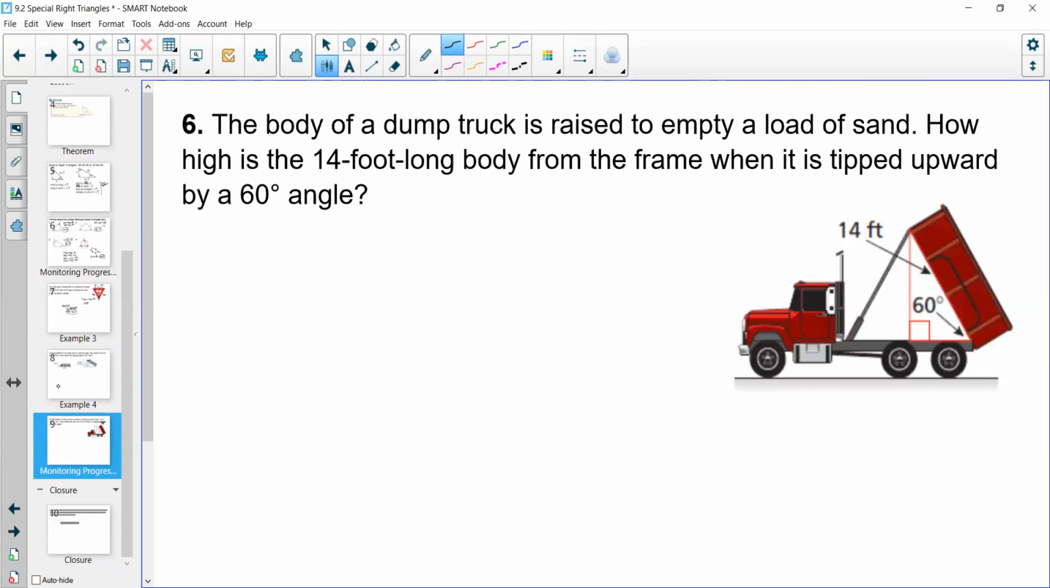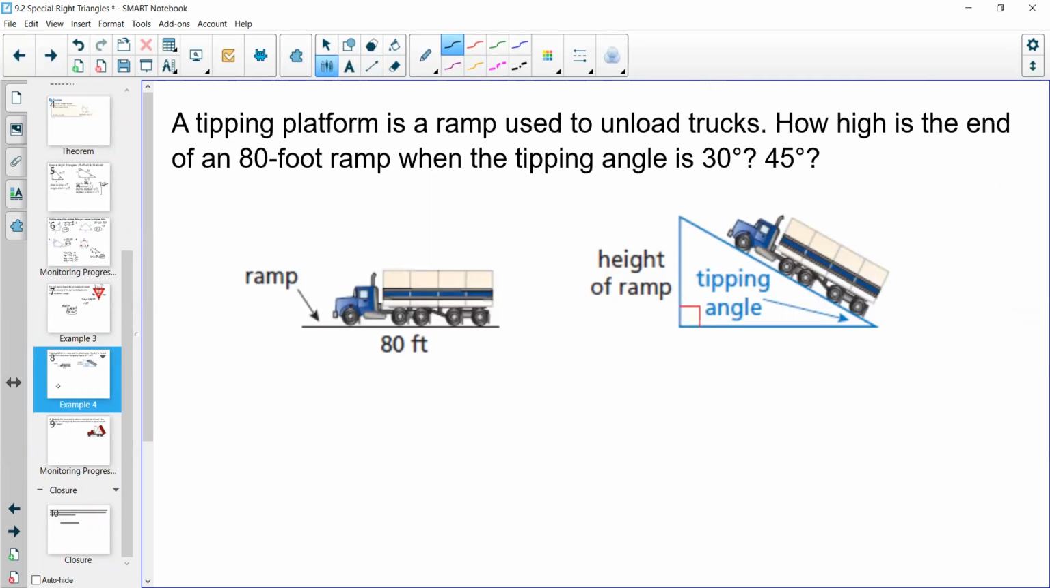Okay, let's take a look at one more example here. We are going to look at this one here. This one is a tipping platform that's a ramp used to unload trucks. And they're wanting to know how high it is when the 80-foot ramp is tipping at a 30-degree angle or 45-degree angle. So basically what we're looking for is the length of the short leg if we know that our hypotenuse is 80 and this angle is changing. So let's take a look. I actually also want to look at 60 degrees and see how those three numbers change.